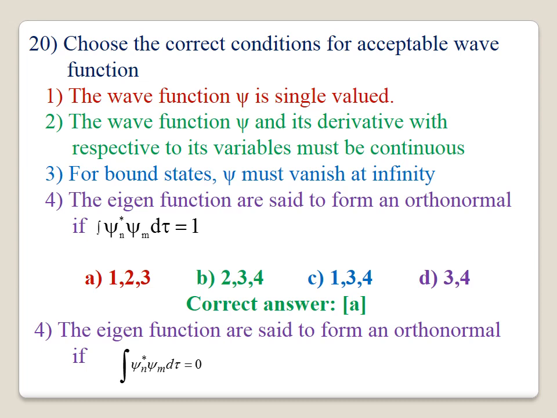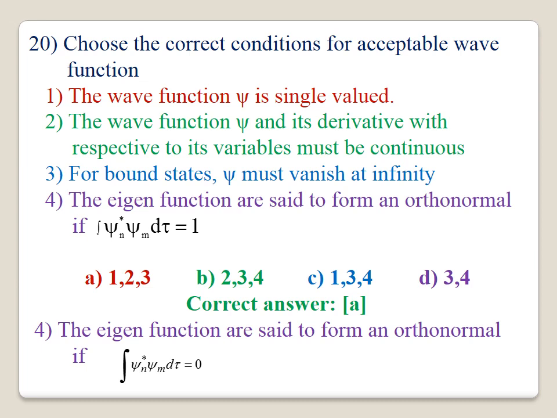Choose the correct condition for acceptable wave function. 1. The wave function psi is single valued. Meaning, if psi is f of x, then f of 1 will be equal to psi 1. It must give a single value for a variable. 2. The wave function psi and its derivative with respect to all its variables must be continuous. It is also correct. The third one is, for a bound state, psi must vanish at infinity. And these three statements are the correct conditions for an acceptable wave function.